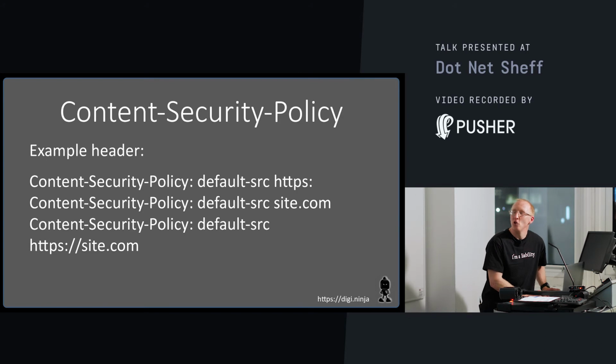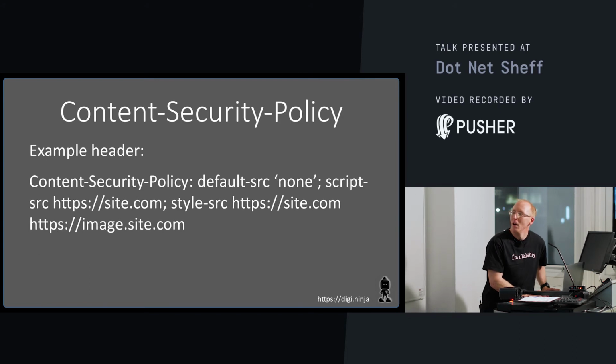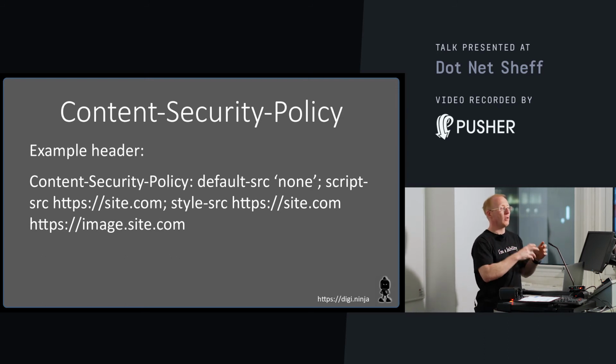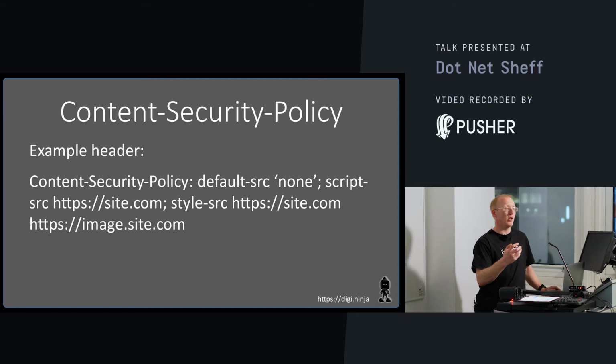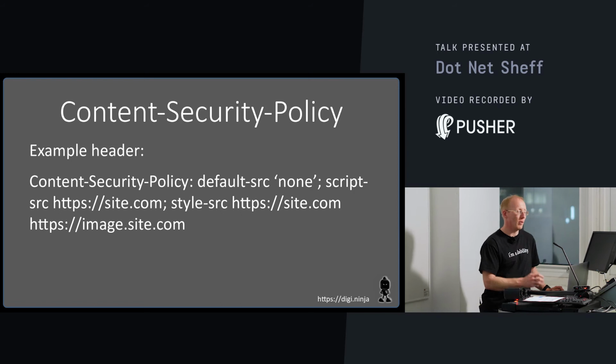But it's not just that simple. You can start saying, well, I've got no default policy, so by default everything's blocked. Everything is blocked by default unless you actually enable it. You can pull scripts from HTTPS site.com, so you can't pull them from your non-secure version. You can pull style sheets from your HTTPS site and from your images site. So you start building up lists of where stuff can come from, where it can't come from.